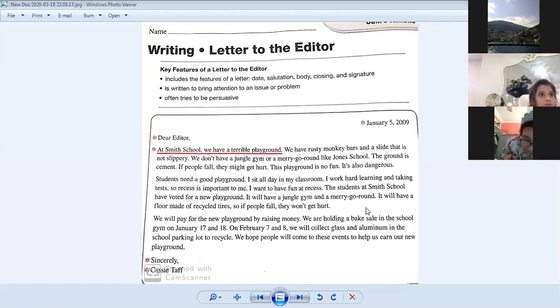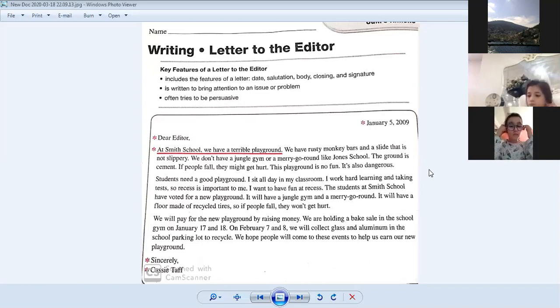We are holding a bake sale in the school, like a bazaar where they sell cakes and so on, in the school gym on January 17 and 18. On February 7 and 8, we will collect glass and aluminum in the school parking lot to recycle. We hope people will come to these events to help us earn our new playground. Sincerely, Casey Taff. So she's only discussing what kind of things she wants to be fixed and added to the school playground. And she wants the readers who are reading this newspaper to help her and her school.